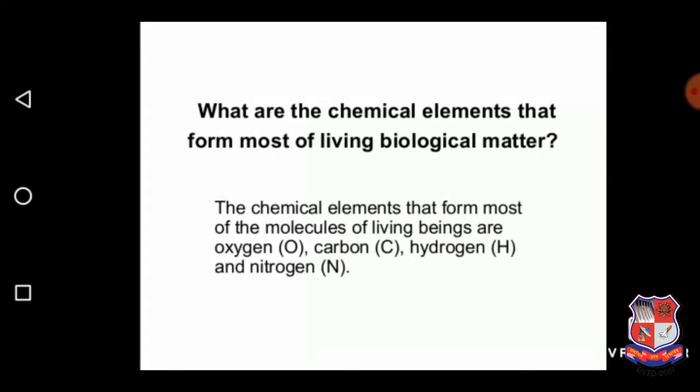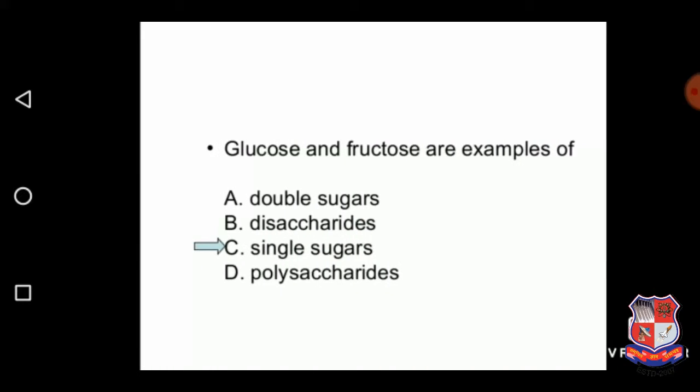Hello students, today we will see the biochemistry VIVA questions, and some important questions are: what are the chemical elements that form most of the living biochemical matter? And this is the answer. Glucose and fructose are examples of single sugars.